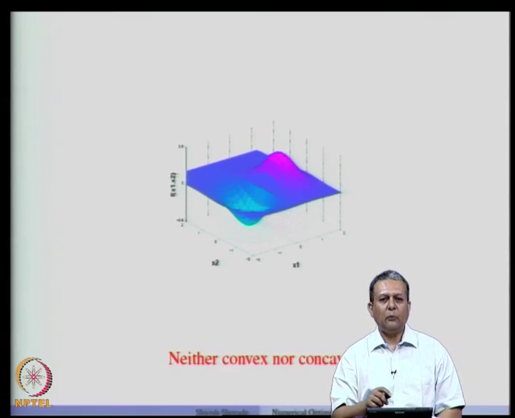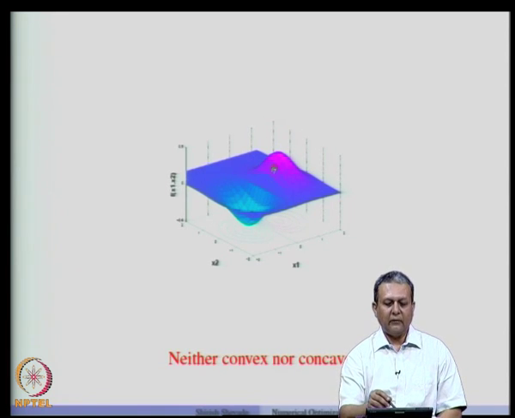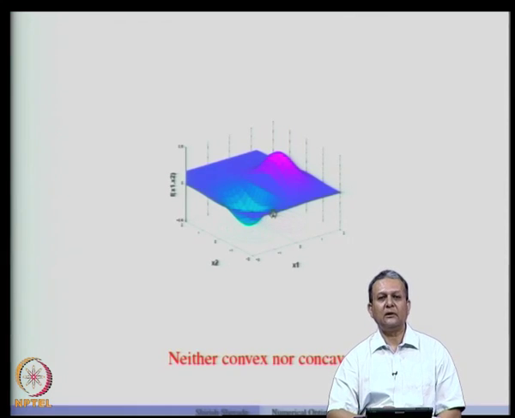Now, you will see one more example here, which is neither convex nor concave. You will see that if the variable x1 is greater than 0, then the function is concave. If the variable x1 is less than 0, then the function is convex. But if we retain x1 as belonging to the set of real numbers, then this function is neither convex nor concave.